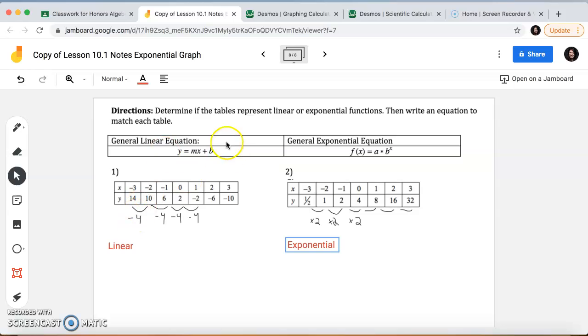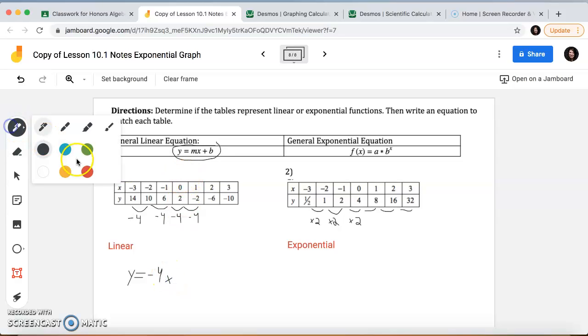And if it's linear, we're going to use this here. The -4, that is our slope. So our equation is going to be y equals, our m is going to be -4, that's our slope. We'll keep the x. And then the y-intercept is wherever, when x is 0, that y value is your y-intercept. So our y-intercept is going to be plus 2.